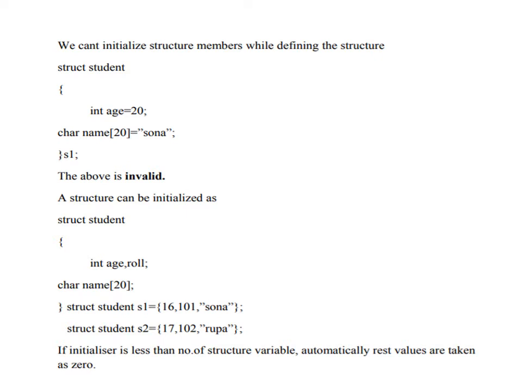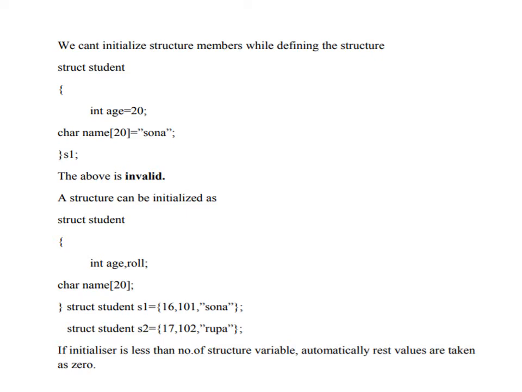I am explaining: struct student, int age, roll. Roll is the roll number. I am allocating char name 20, that is an array of characters, and closing the brackets. Struct is, once again, a keyword.